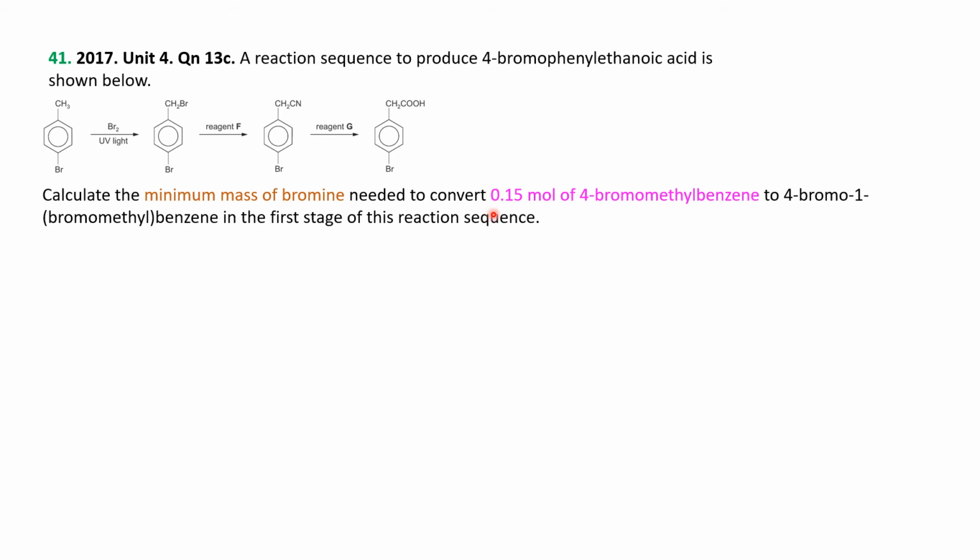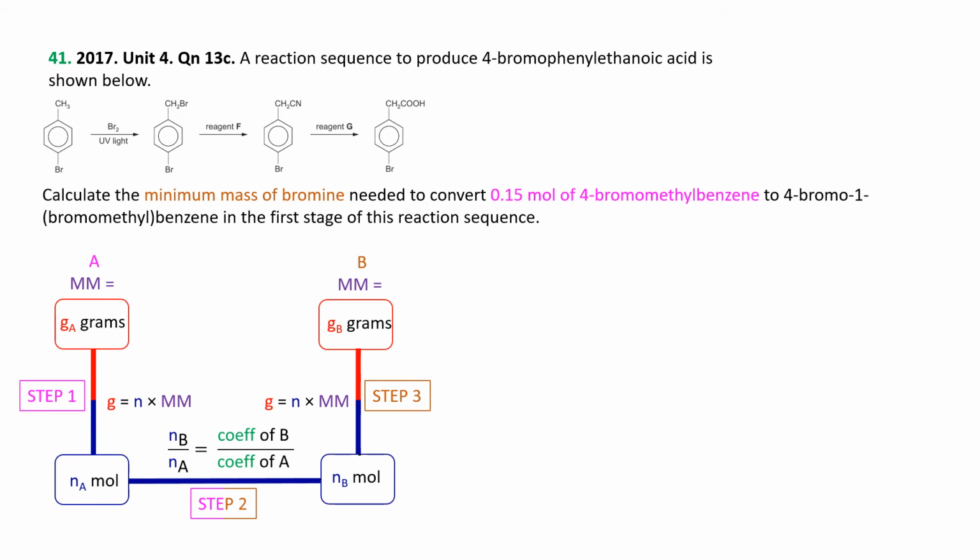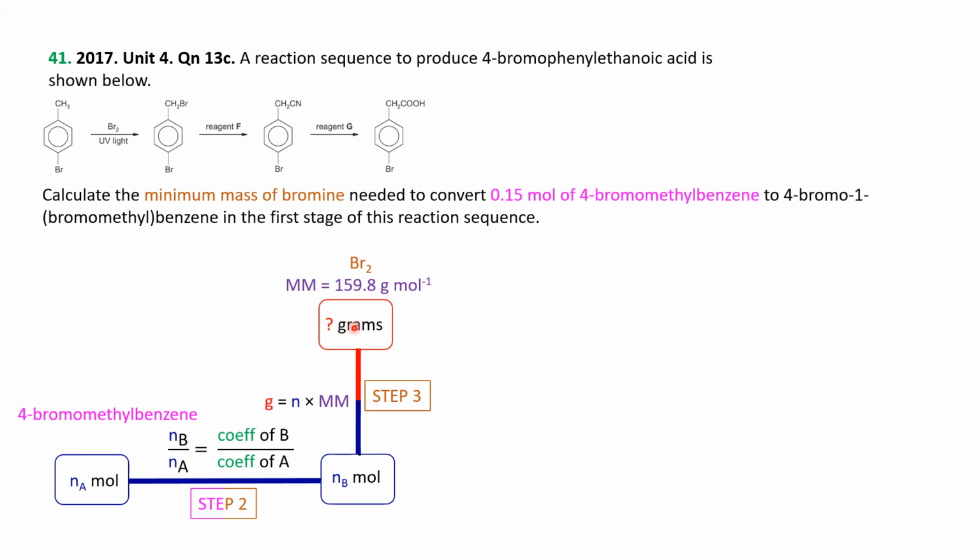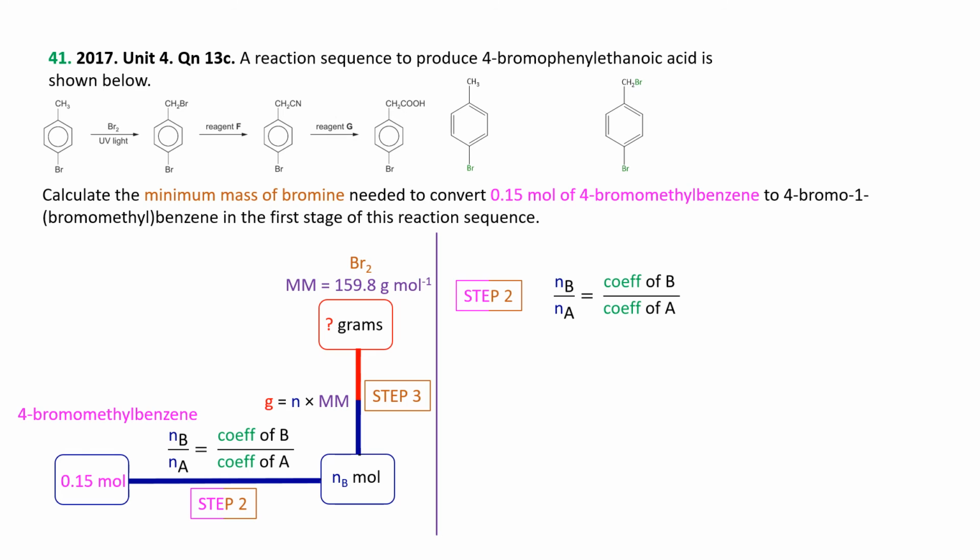So let's see, we are told things about the 4-bromomethylbenzene and we're asked about the bromine. So if we assign things here, we asked about the bromine, we're told about the 4-bromomethylbenzene, but we don't need all the stuff up here on the roadmap because we're already immediately told that we have 0.15 moles of the 4-bromomethylbenzene. So the first thing we got to do then is erroneously here called step 2, because we didn't need a step 1, and that is converting the moles of 4-bromomethylbenzene to moles of bromine needed. And for that, we need the chemical equation.